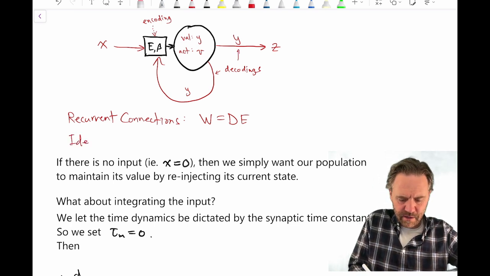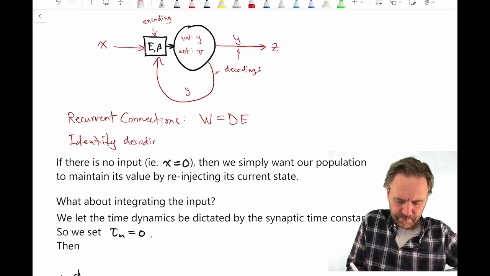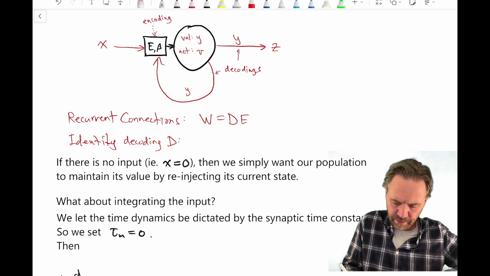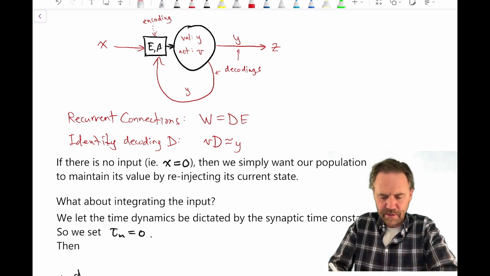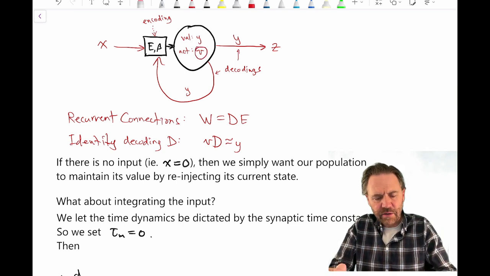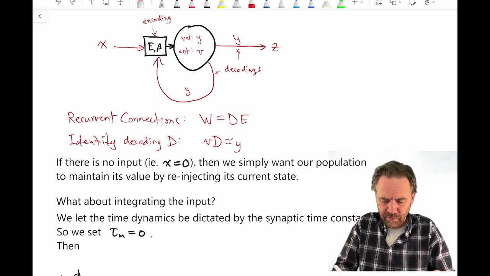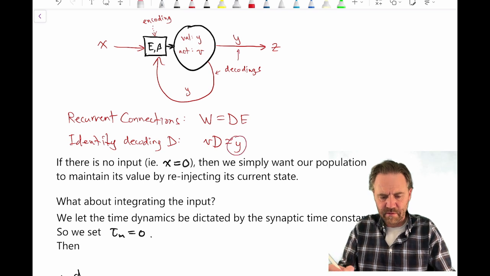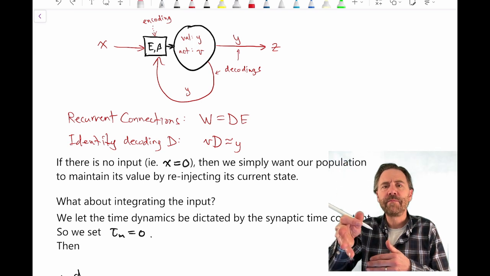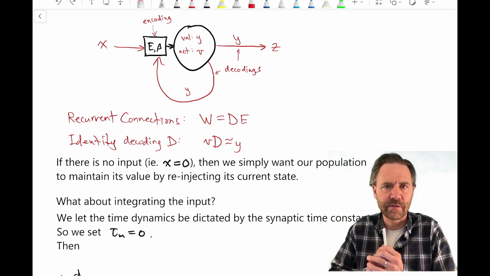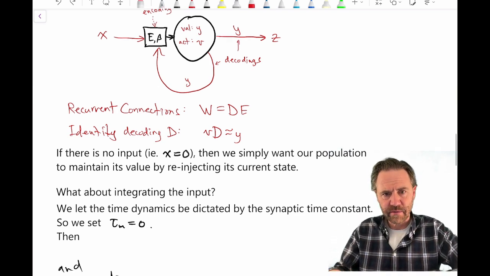Now for the identity decoding D, we get V times D is approximately equal to Y. That means if you look at the vector of activities in the population and multiply by the decoding weights, then you get the vector that was encoded. That's a way of going from the activity space to the data space. So we're just decoding what was encoded, and we can re-encode that on the other side.